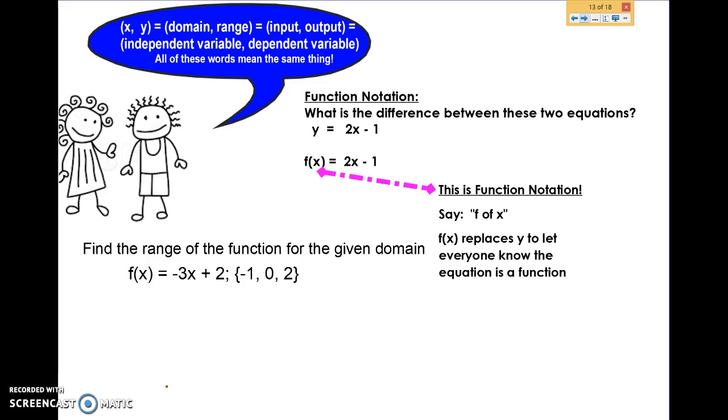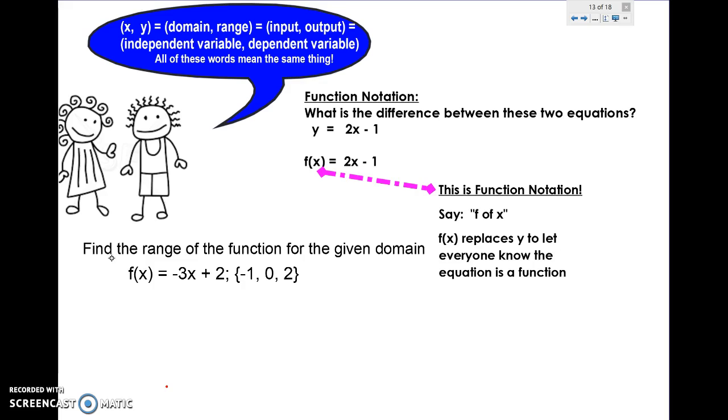Function notation is basically writing an equation to show that it is a function. So these two equations mean the same thing, y equals 2x minus 1, f of x equals 2x minus 1, but this one is showing you that it is a function. So this is function notation, and the way that you say it is f of x. The parentheses would be "of", x is what's inside the parentheses. F of x replaces y to let us know that it's a function. So we treat it the same way that we would treat an x and a y.